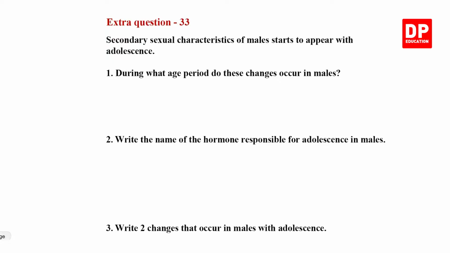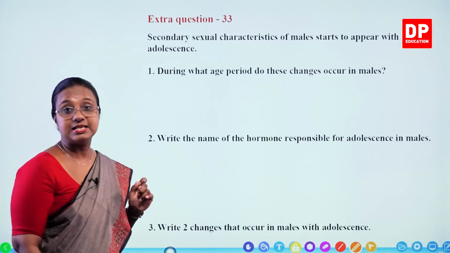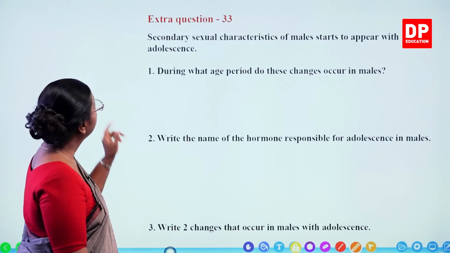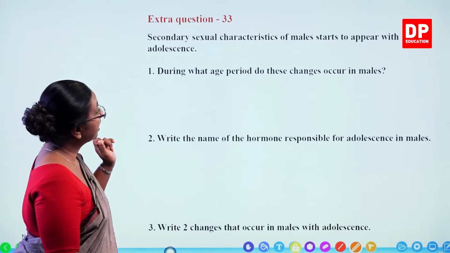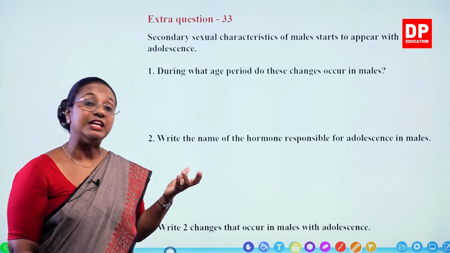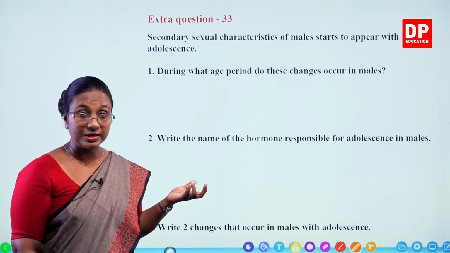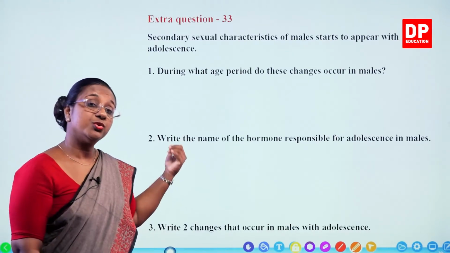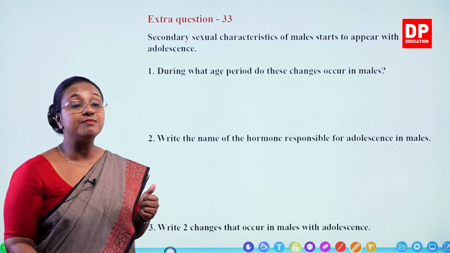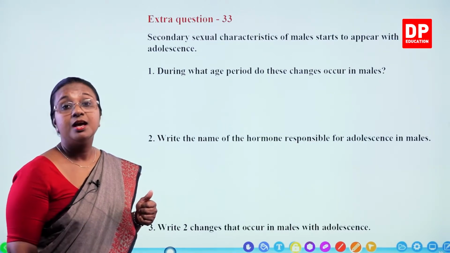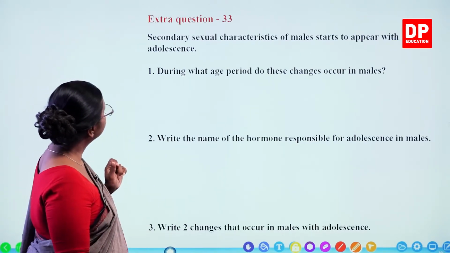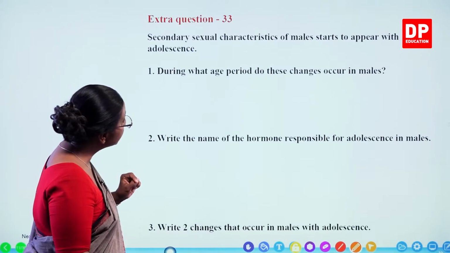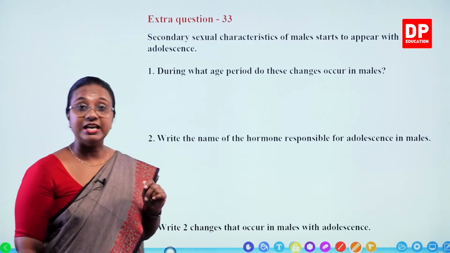Extra question 33. Secondary sexual characteristics of males start to appear with adolescence. That you all know. So, secondary sexual characteristics, adolescence, or in females we normally call it puberty, and you all know that is due to the influence of hormones. So, when it is the male reproductive system, what is the hormone? It is testosterone. So, the first question, during what age period do these changes occur in males?